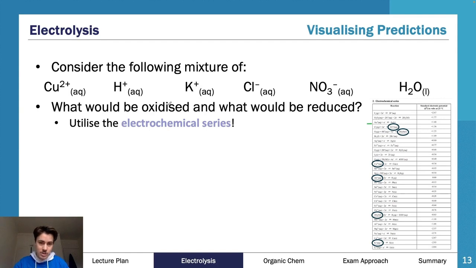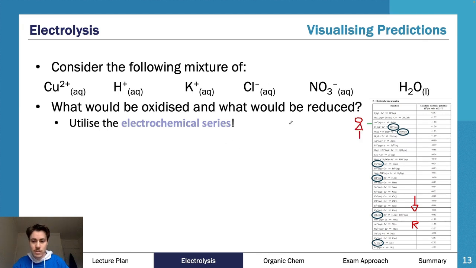Well, let's utilize the electrochemical series. You need to start highlighting what we've got. So if you highlight what we've got, all of these things on the left and all of these on the right. Now, remember what I said before, that the strongest reductants are on the right, so R and R, and they're at the bottom. The strongest oxidants are on the left, and they're at the top.